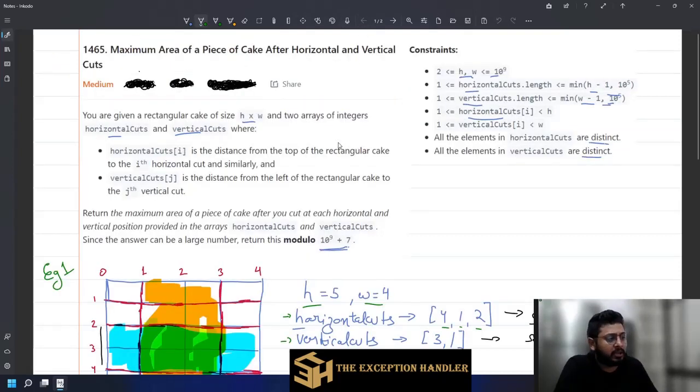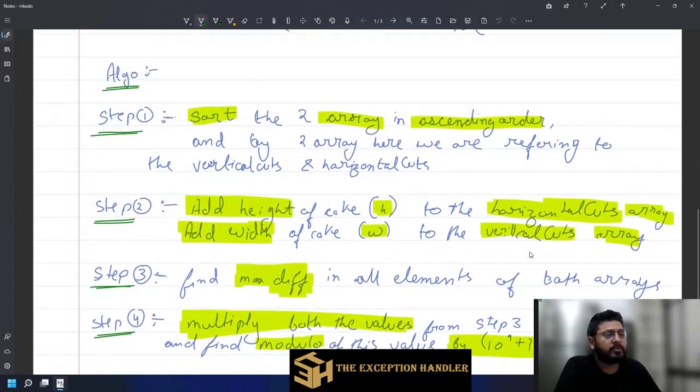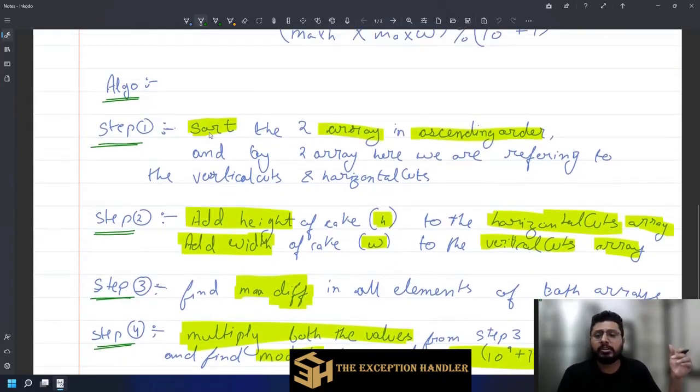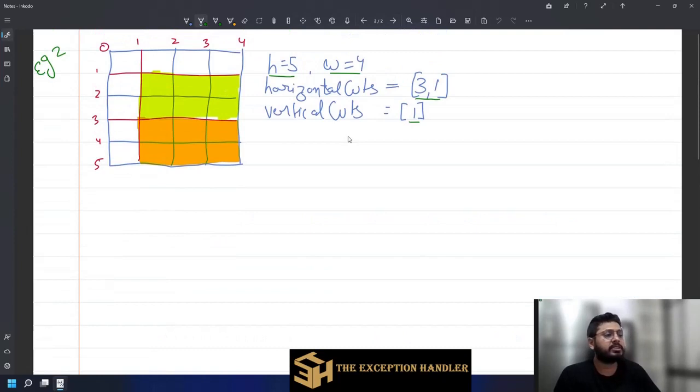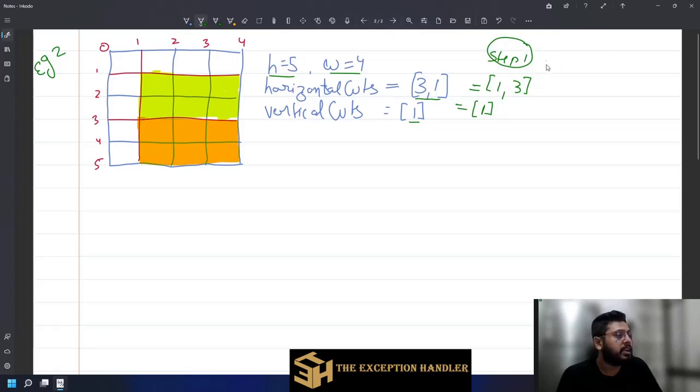So let's go to the algorithm. The algorithm that we have written over here is, first we'll sort these two arrays, and in the second step we'll add the height and width of the cake in the horizontal and the vertical arrays. Now let's do the first and second step in this question. So if I sort my horizontal array, this would become 1 comma 3, and if I sort my vertical cuts, then this will be 1 only, because there is no other element definitely. Now this is my step 1. Now I go to step 2.